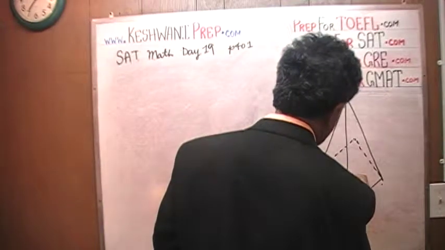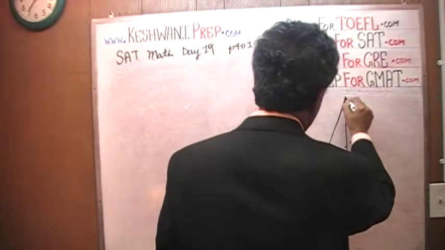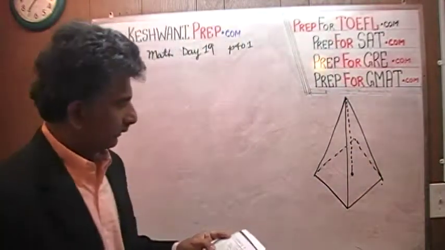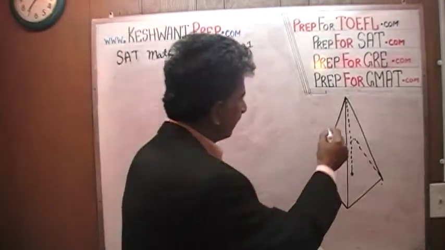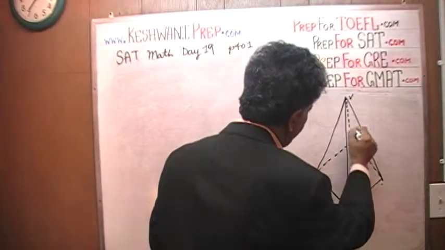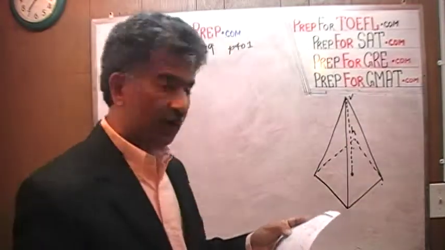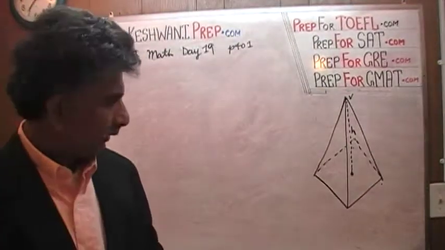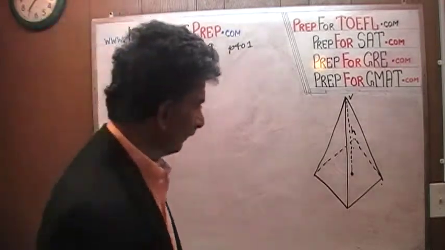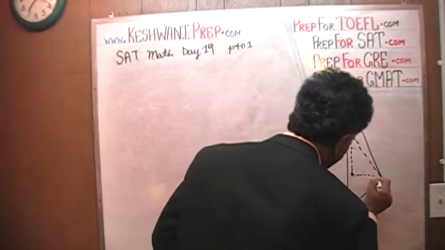Here's the center of the base, and they drop a perpendicular. This is the V for vertex, and this perpendicular has a height h, and our job is to find that height. So essentially what we're interested in is this triangle right here.